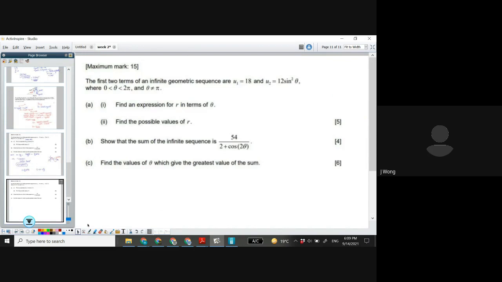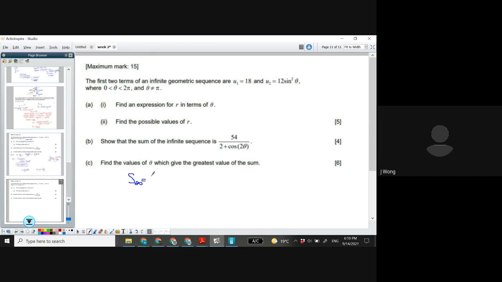Now part B, it's to show that the sum of the infinite sequence that starts like that, 18, 12 sine squared theta, could be written as that, 54 divided by 2 plus cos 2 theta. So let's start with what we know first. This is a formula that you could find in the formula booklet, but I'll recommend you to remember it.